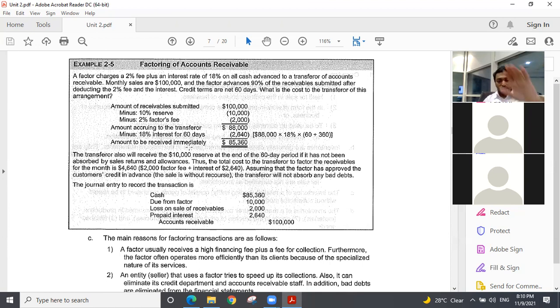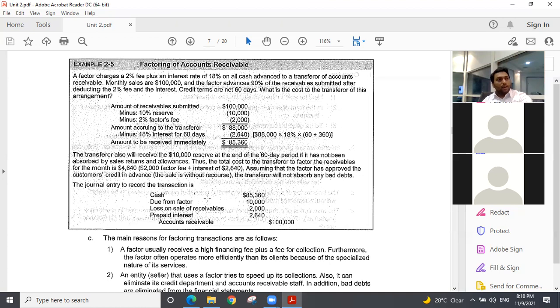So when you do the factoring agreement with me, immediately you get 85,360 as cash due. So how much is the difference you have? Like 4,640. But this 4,640 is your expense, but actually you are receiving only how much? 85,000, right? Almost 14,000 you are not receiving. Out of this, 10,000 is your due from factor. That means it's a reserve.